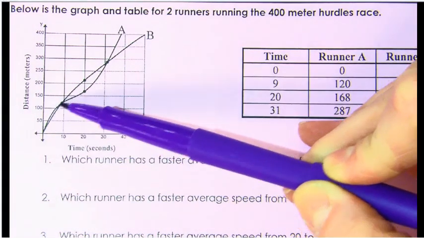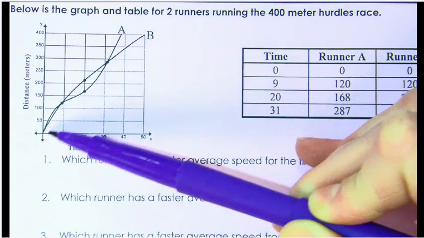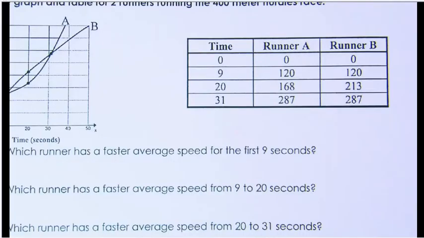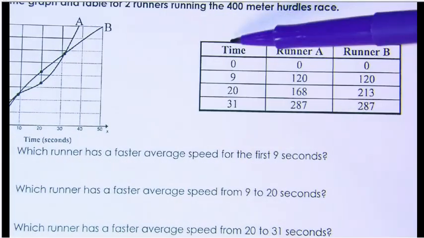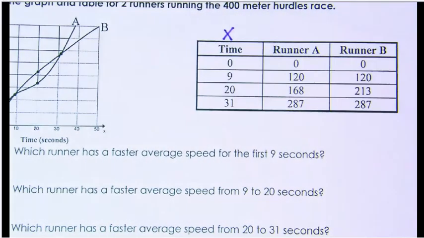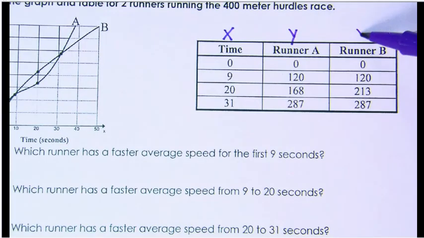You can kind of visualize what happened with the runners, right? She started out fast, steadied out a little bit, and then went faster. She kind of had a steady pace, right? If you look at the table, this is the time, so that's like the X value, right? If we look at the graph, that's the X, or time. And these would be the Y values for runner A, and these are the Y values for runner B.